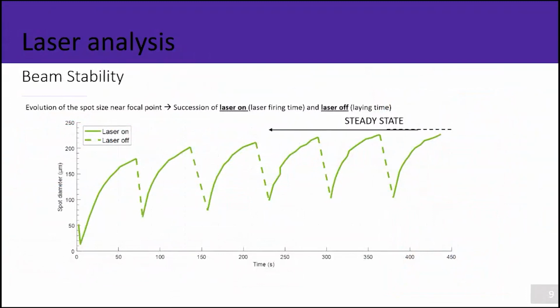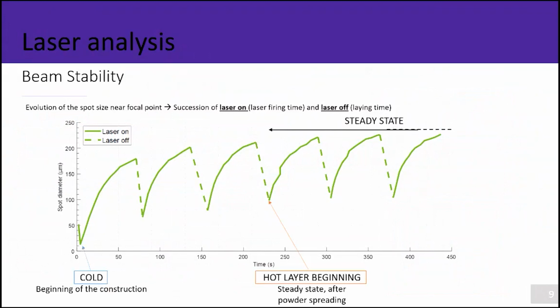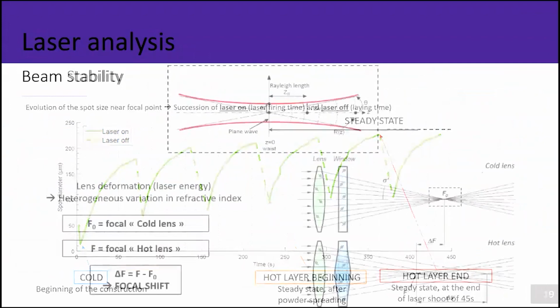So we also see that you reach a steady state after about 3-4 layers, and we can divide this in 3 states: the cold state, which is at the very beginning of the construction, the hot layer beginning, which is in the steady state at the beginning of the layer, and the hot layer end, which is in the steady state also, but at the end of the laser shot.